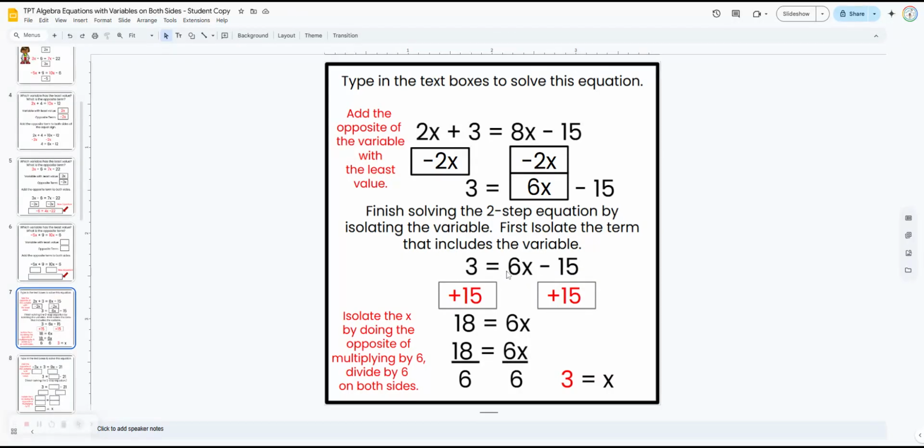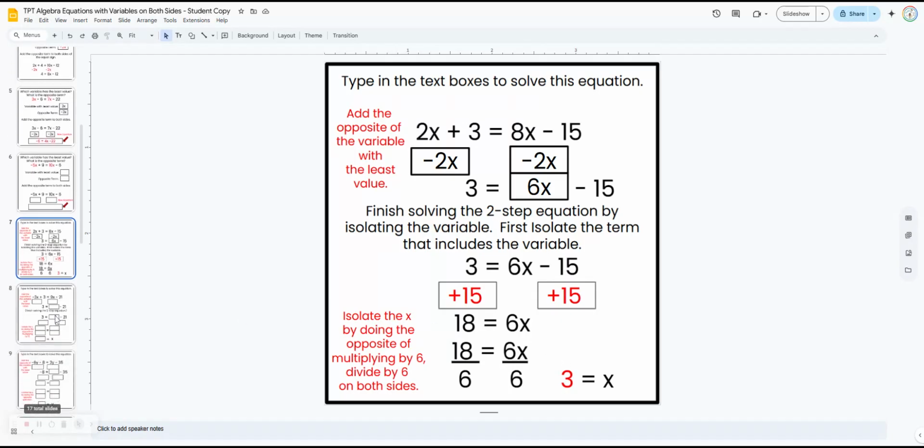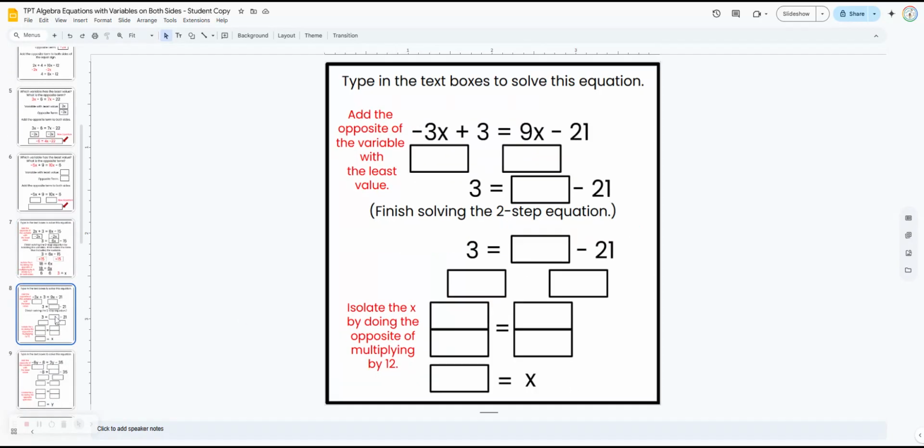Here we want to isolate the term that has the variable. We want 6x to be alone on one side of the equal sign. So we're going to get rid of the negative 15 by adding 15 to both sides. We always take the opposite operation when we want to eliminate something. So here we have 18 equals 6x. Now I just have a two-step equation to solve. I'm going to divide both sides by 6, and I get x equals 3. So students are going to be doing that on the next few slides.